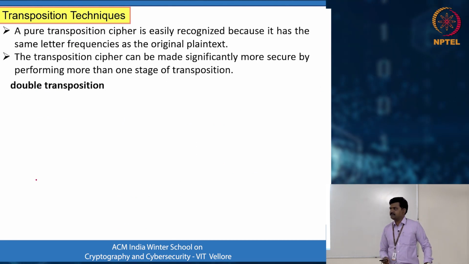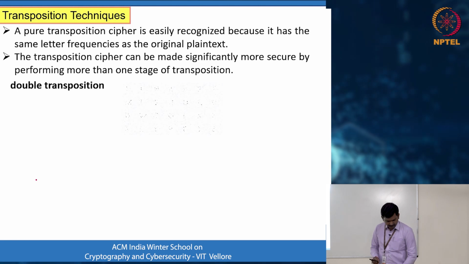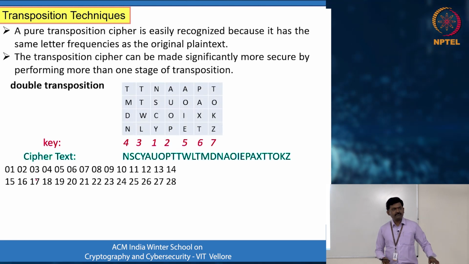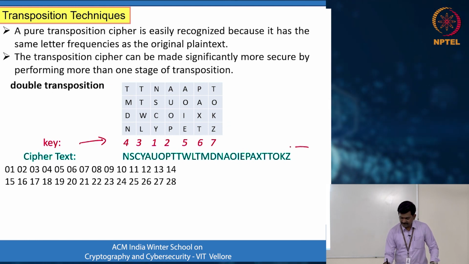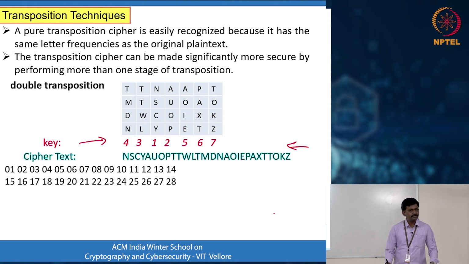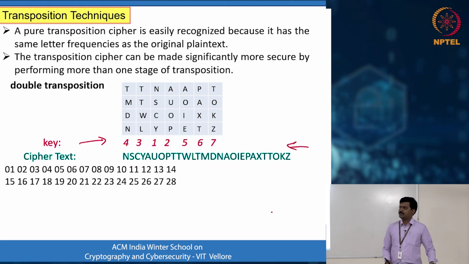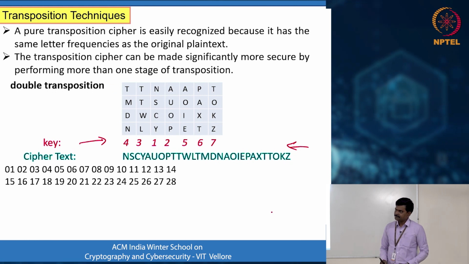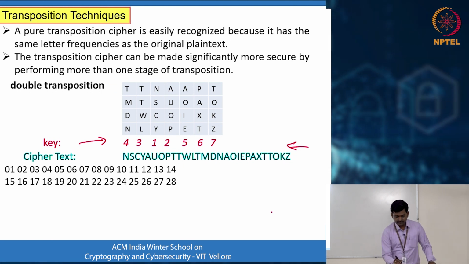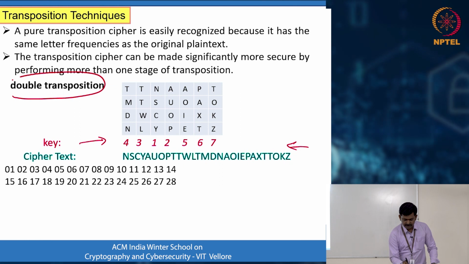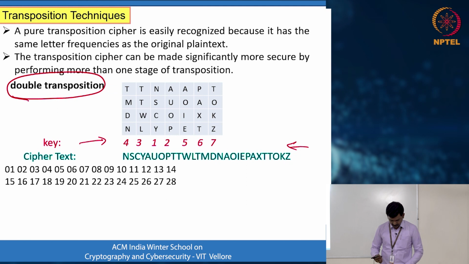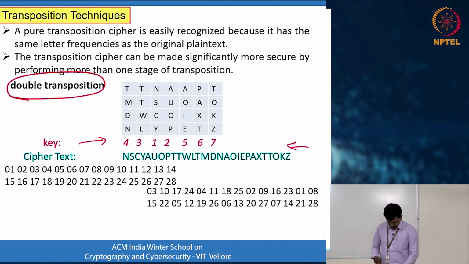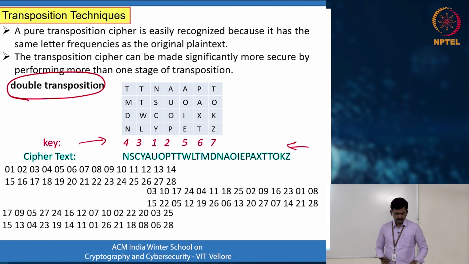I have double transposition. Okay. So what I do for that? Take the plain text, put it in the matrix, read through the key, get the cipher text. Then what you do? Again you put it in the matrix, because we are talking about double transposition. That means you transpose a second time, right?